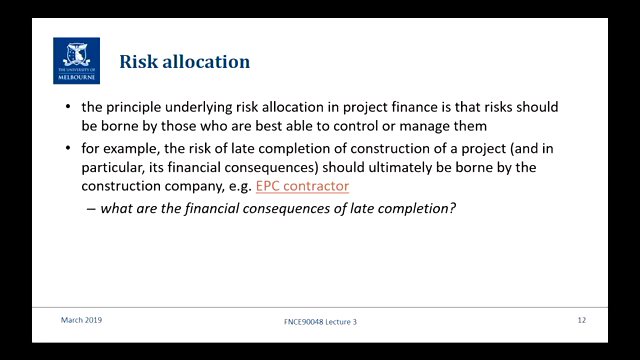Late completion, we're supposed to finish 31 December 2021. It's not going to finish until the end of June 2022, 6 months late. What sort of costs coming? What are the financial consequences?